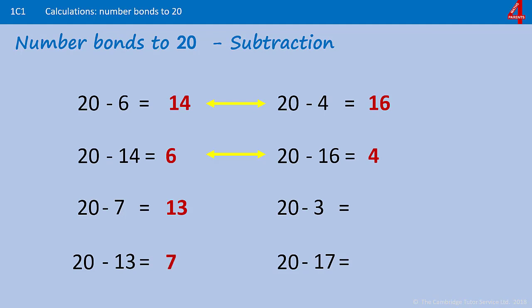On the other side, 20 take away 3, if you know you need to add 17 to 3 to get 20, you'll know that 20 take away 3 is 17. And if 20 take away 3 is 17, then 20 take away 17 is 3. Again, you may be able to see the pattern here. If 20 take away 7 is 13, 20 take away 3 is 17. And 20 take away 13 is 7, 20 take away 17 is 3.